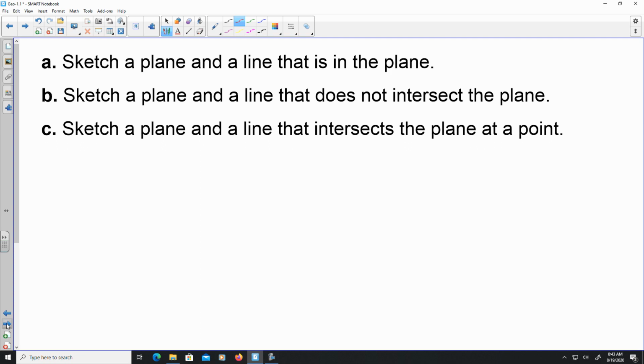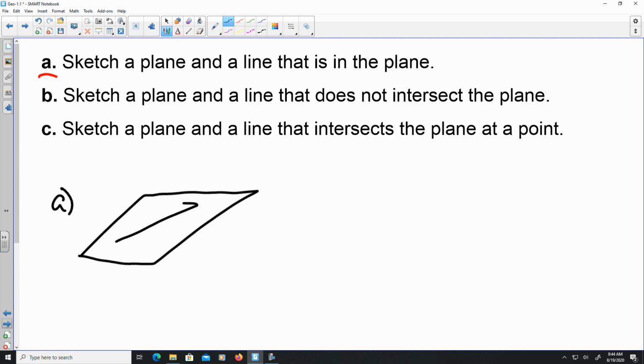So here it says for part A, they want us to sketch a plane and a line that is in the plane. Anytime you're looking at a plane, you're going to draw it as a parallelogram. So I'm going to do so like this. And to establish that it is in the plane, all you got to do is make a line and draw it on top of the plane.